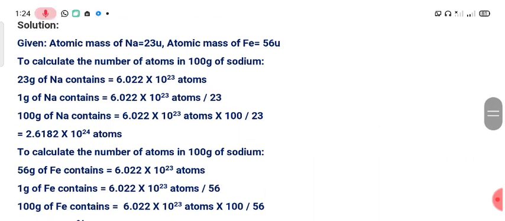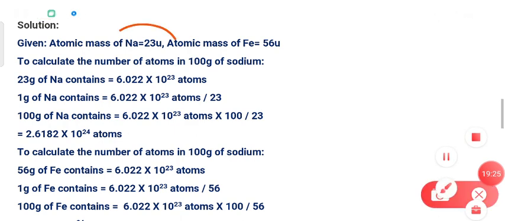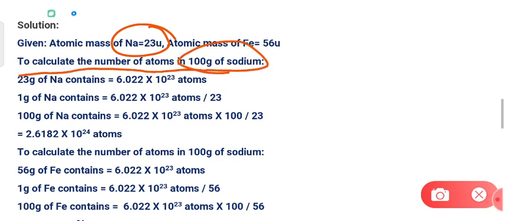In the first method, as you know that the molar mass of sodium is 23. If we want to calculate the number of atoms in 100 gram of sodium, we must be knowing the molar mass of sodium. As you know that 23 gram is the molar mass of sodium. That means 1 mole of sodium contains 6.022 into 10 to the 23 atoms. So 23 is actually the molar mass of sodium, and 1 mole of sodium will contain this much number of atoms. So what we can say, if 23 gram of sodium contains this much number of atoms, 1 gram of sodium will contain this much divided by 23.